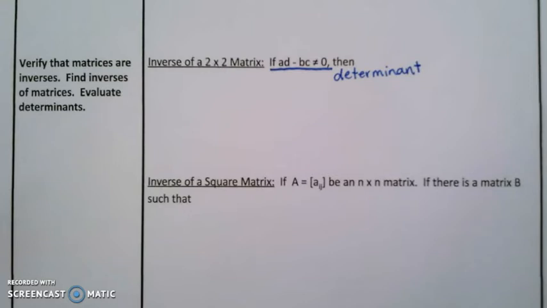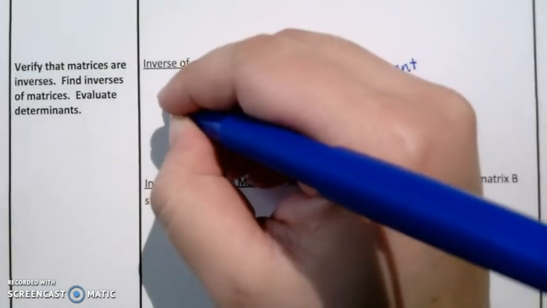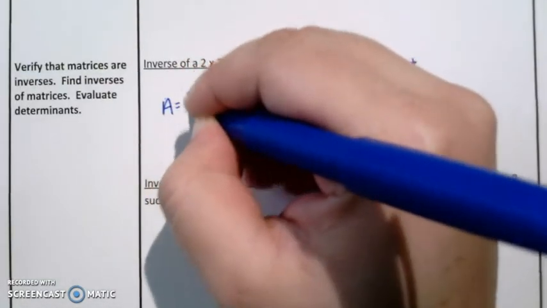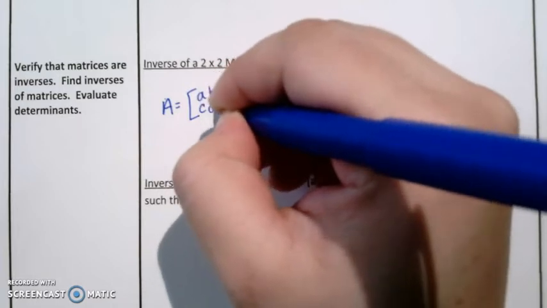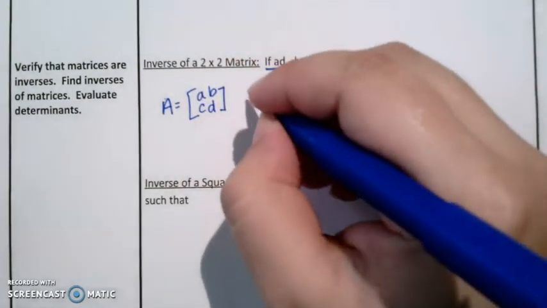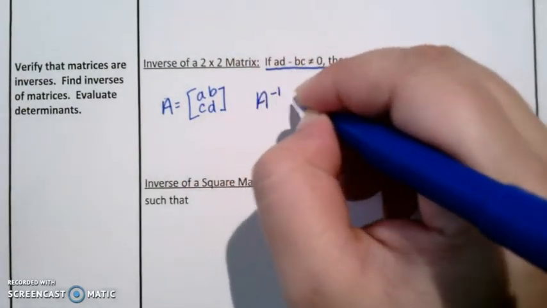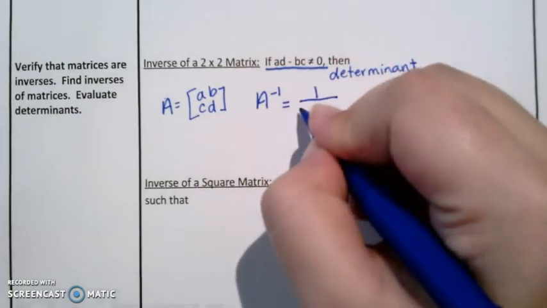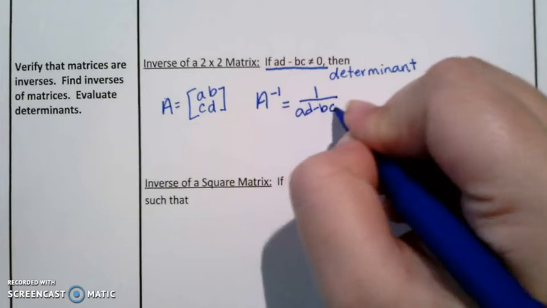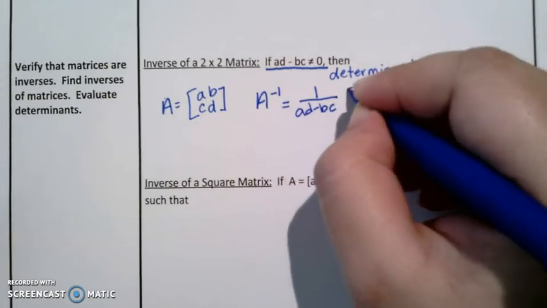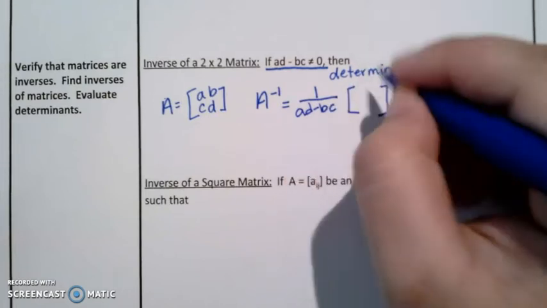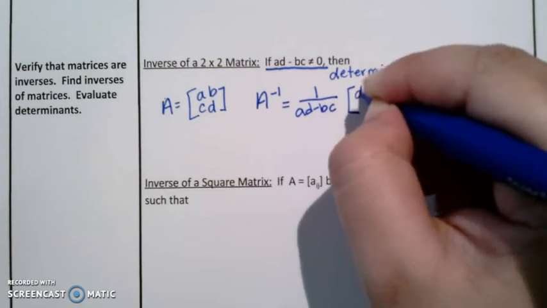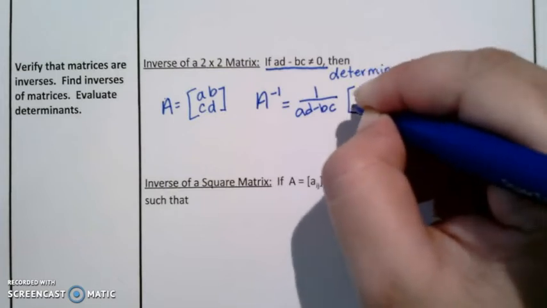So let's start with a 2 by 2 matrix. And in order to find the inverse of a 2 by 2 matrix, let's just say we have matrix A, which is A, B, C, D. Then in order to find A inverse, we're going to take 1 divided by the determinant, which is why it can't be 0, times A and D switch places, and then we take the negative of B and negative of C.